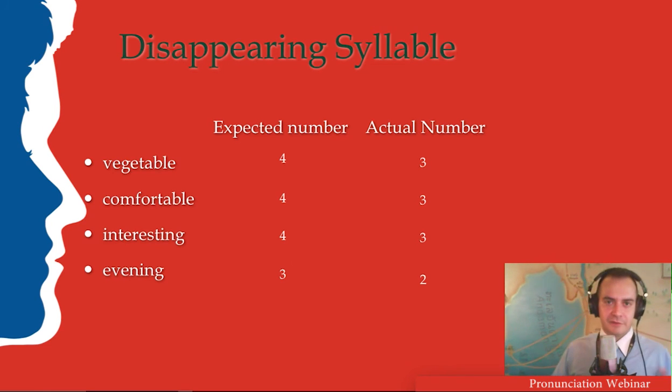First aspect of elision is the disappearing syllable. Listen to these words. Look how they're spelled. How many syllables would you expect these words to contain if they were pronounced exactly how they're spelled? The first one, you might expect 4, right? Interesting. Well, actually it's pronounced with 3 syllables. Interesting. Vegetable, you might expect 4, but it's actually pronounced just 3.